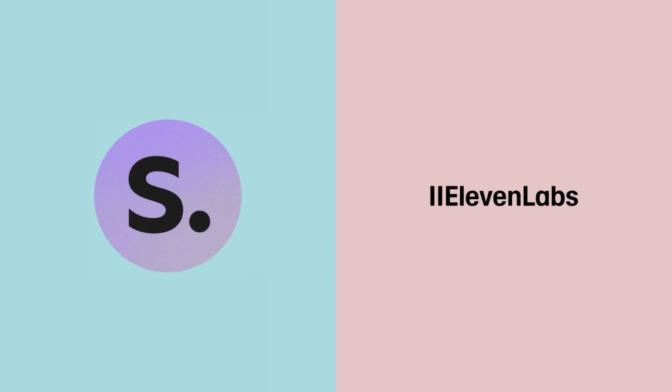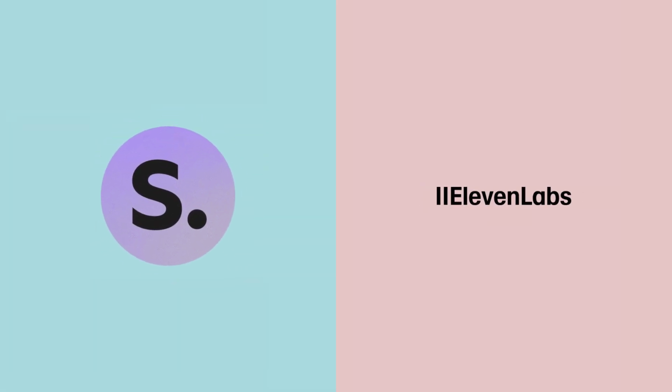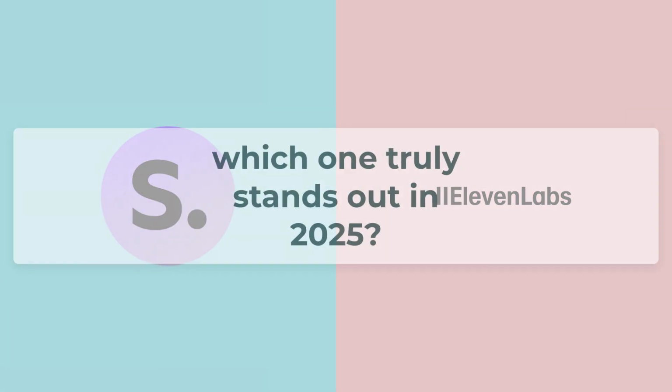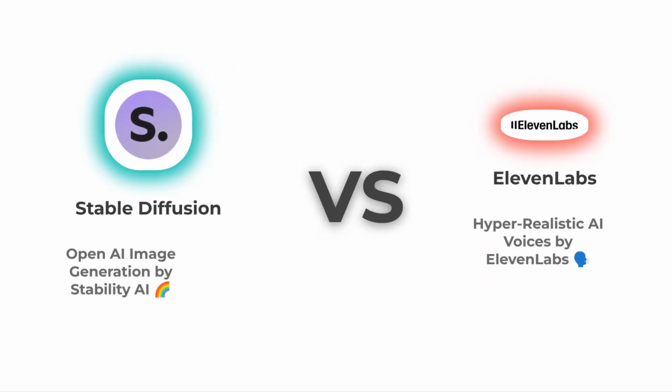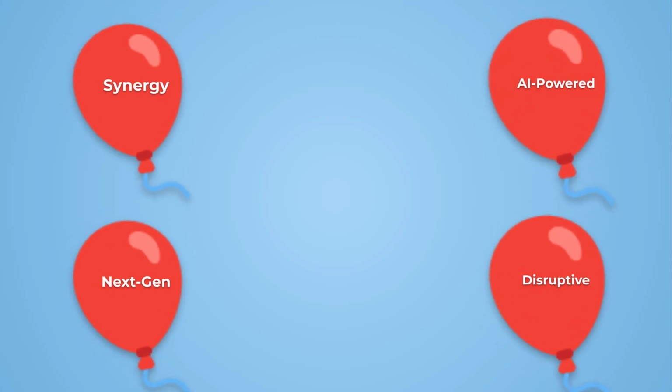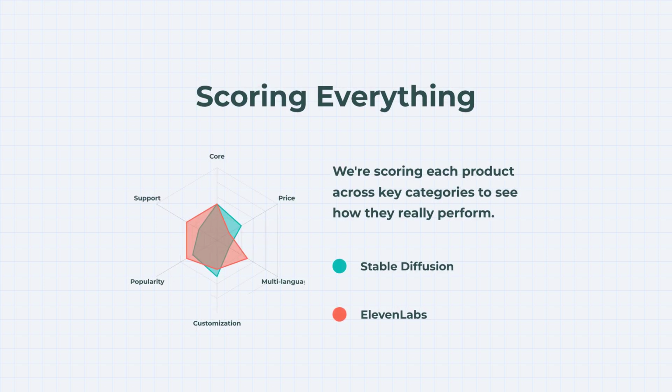Two leading AI platforms, each redefining creativity, but which one truly stands out in 2025? On the left, Stable Diffusion, the open-source powerhouse for AI-driven images. On the right, ElevenLabs, the go-to for hyper-realistic AI voices. Let's skip the hype and dig into what really matters. We'll break down the competition category by category, tally up the points, and reveal who comes out ahead. The final score may catch you by surprise.